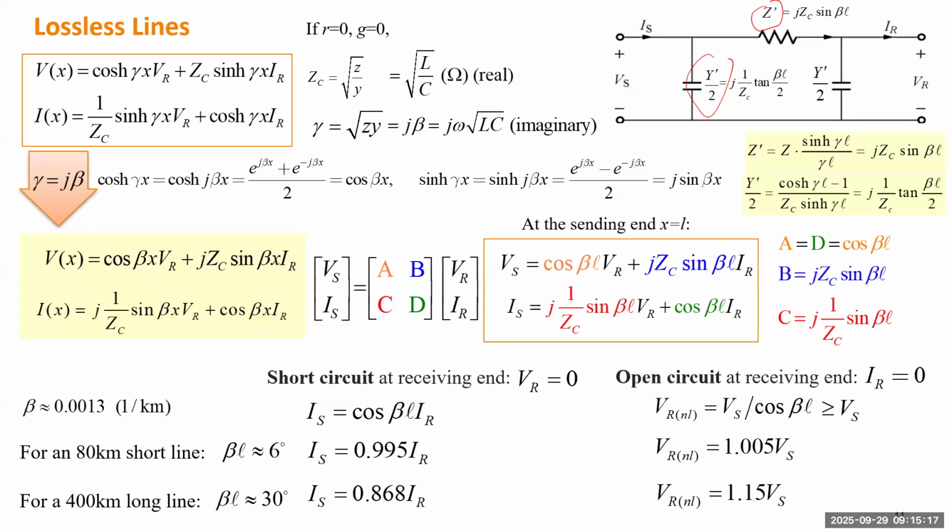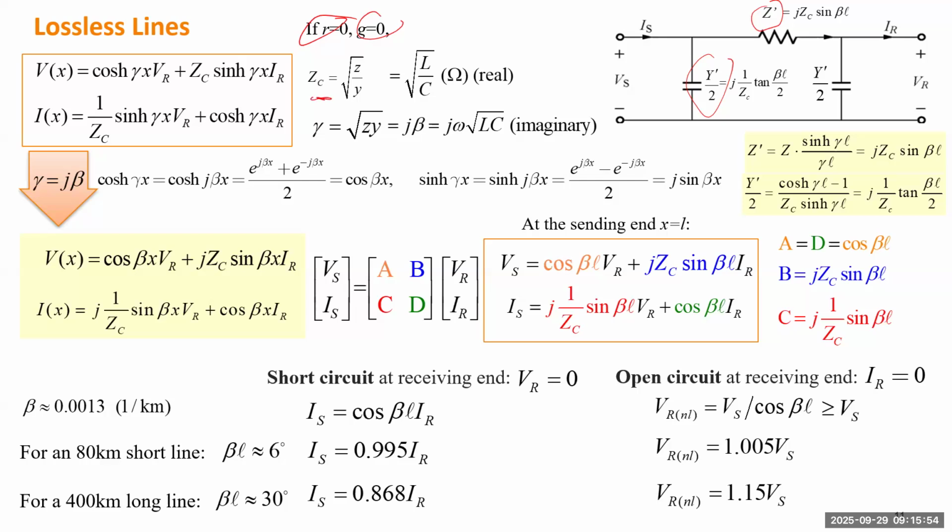This slide is about the lossless line. Lossless line means we can ignore any resistance or conductance. Resistance is actually connected in series with the inductance. Conductance is actually connected in parallel with admittance to the ground. So when we ignore the resistance and the conductance, we only consider the inductance of the line and capacitance of the line to the ground.